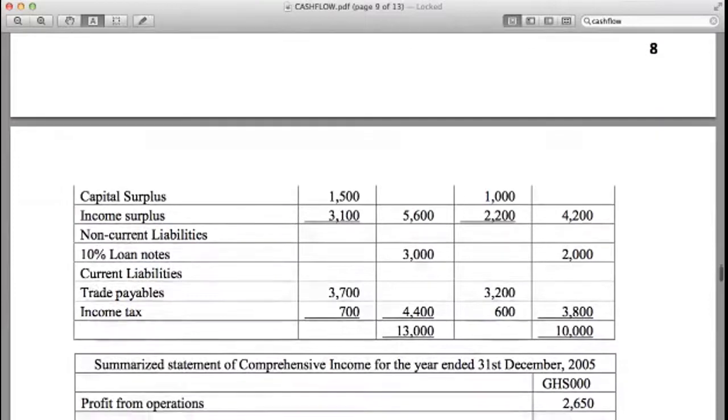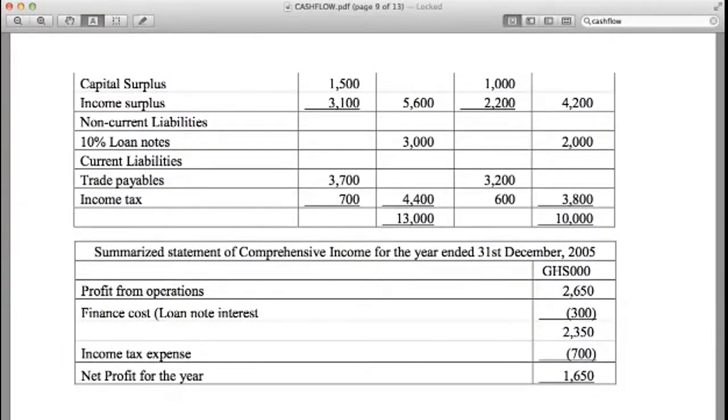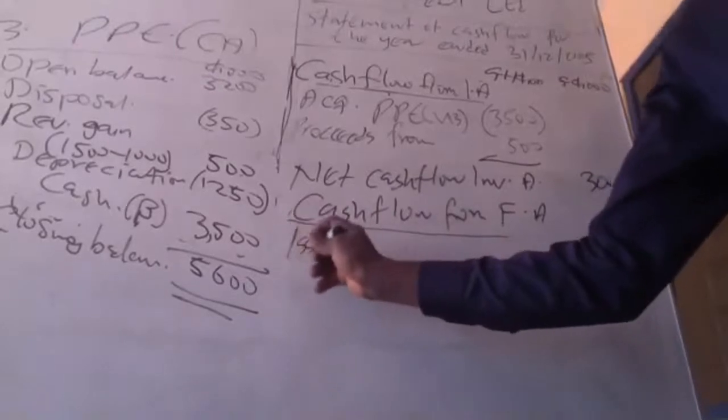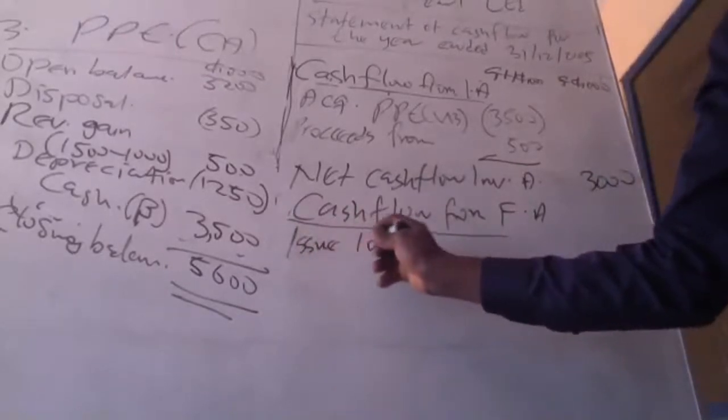Now let's go to non-current liability. 10% loan notes from 2,000 to 3,000. So it has increased. So issue of what? Loan notes. So that's the financing activity. Let's go to the board. So the board is here. Issue of loan note during the year.